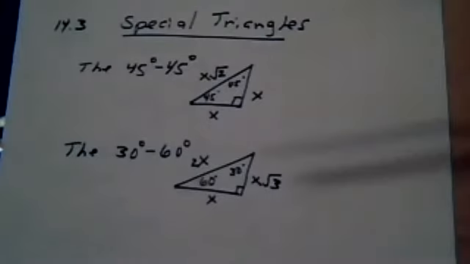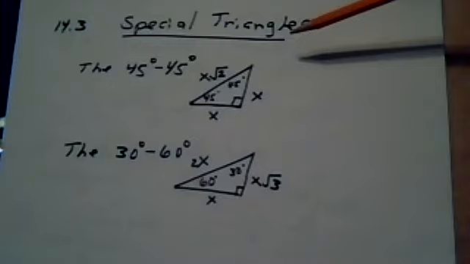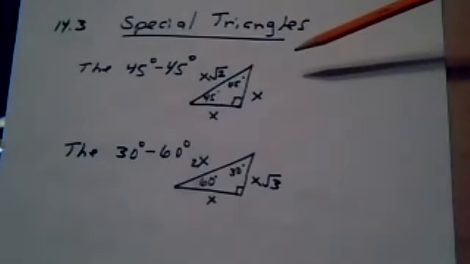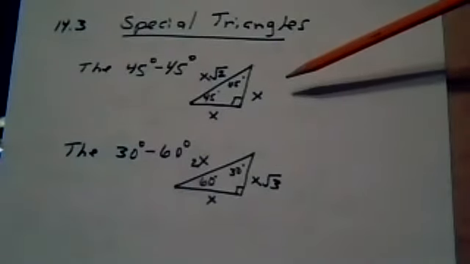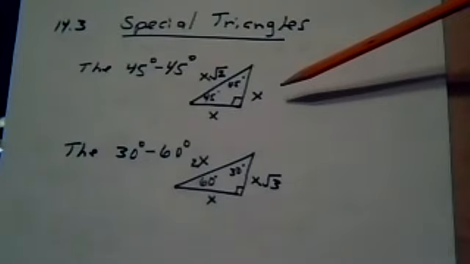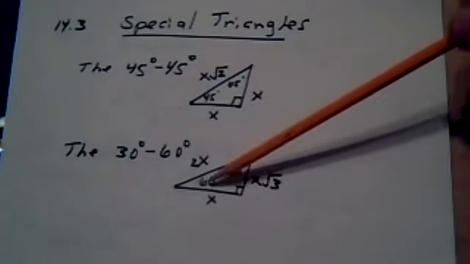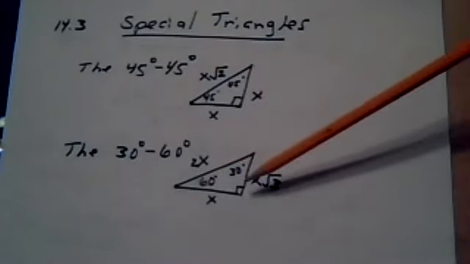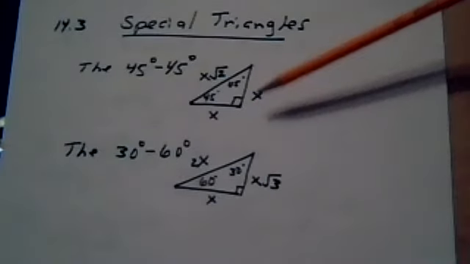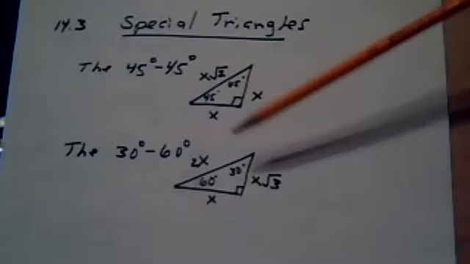These are special triangles. The Pythagorean theorem can be used if it's a right triangle and two sides are already given. But sometimes only one side is given, so the Pythagorean theorem cannot be used. But if it's a 45-45 right triangle or a 30-60, as long as they give you one side, you could find the others. Notice that each of the sides, one way or the other, has an x. All the sides have an x.